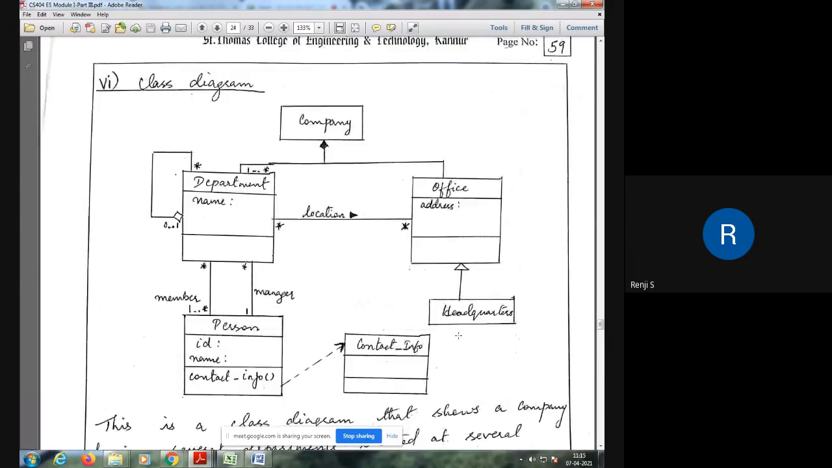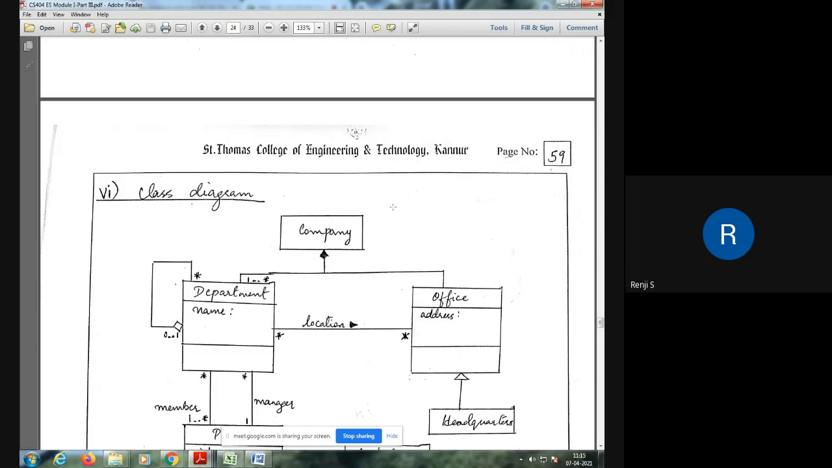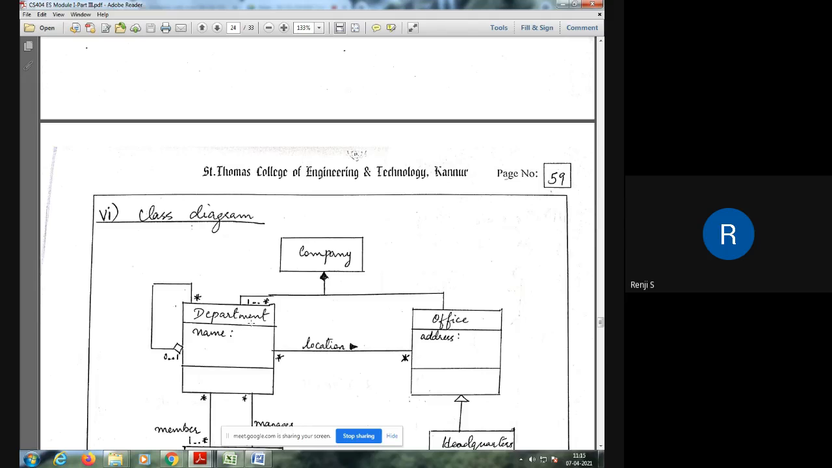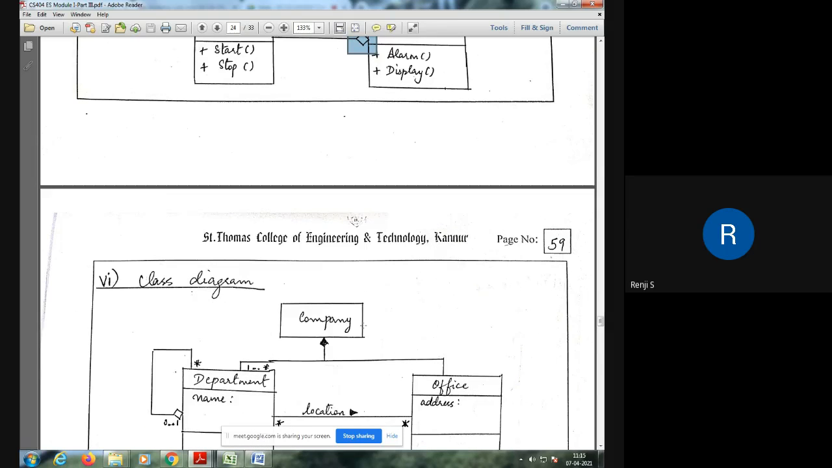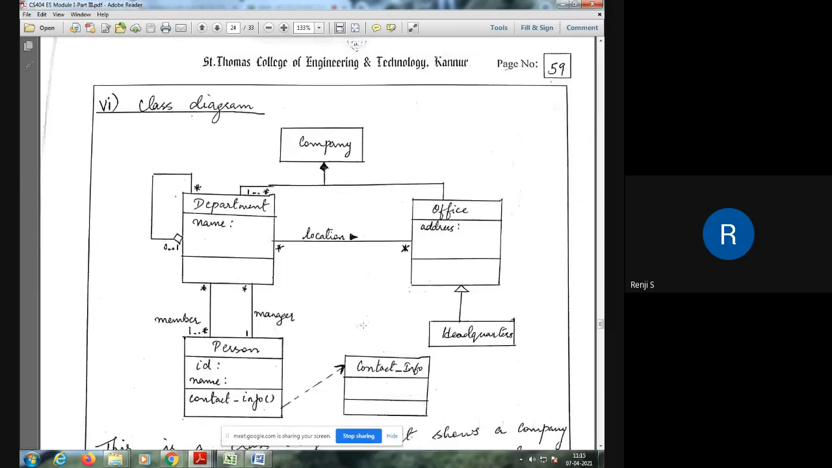The next is a simple class diagram. How can we represent a class diagram? So this shows a company class which has departments and offices, and the solid diamond at the end shows a strong relationship. There should be departments for the company to exist. So that is a strong ownership relationship, and we call that a composition relationship.